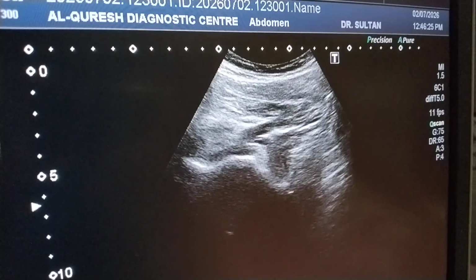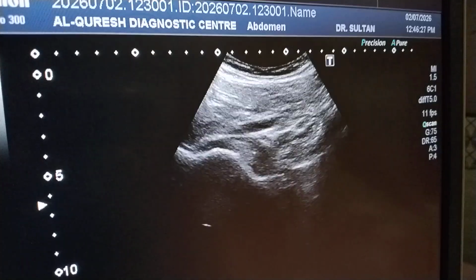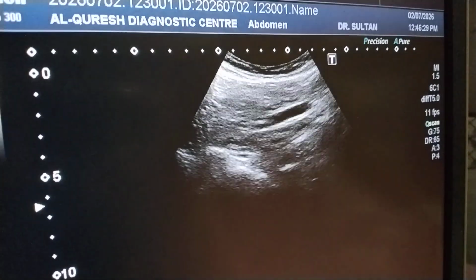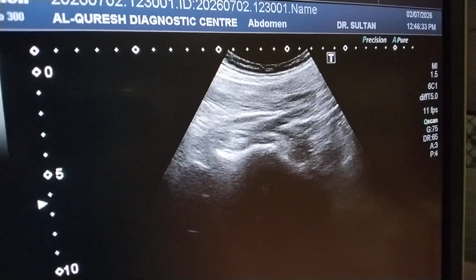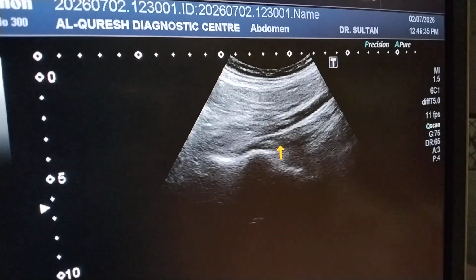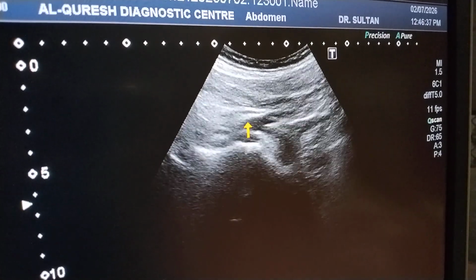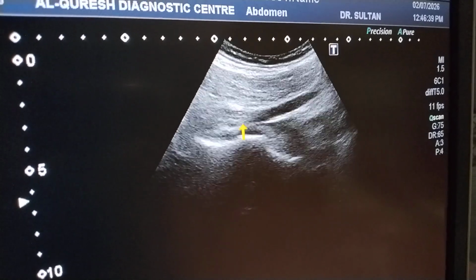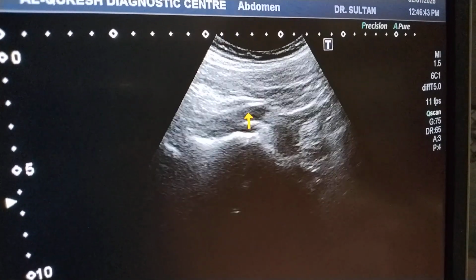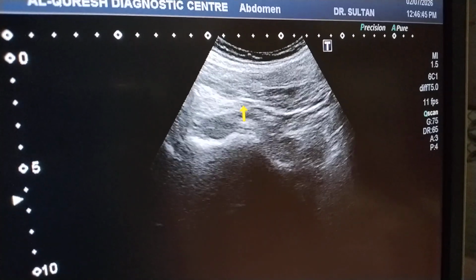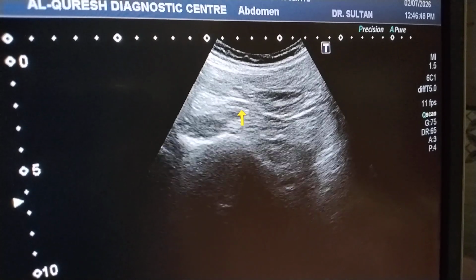So when we have reached the area where it crosses the iliac vessels, look here. These are the iliac vessels, and this is the thin tube crossing them.